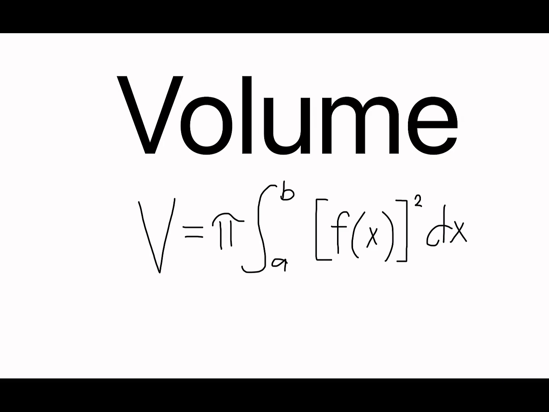Now we are in our third topic, which is the volume. To find the volume when an area is rotated around the x-axis, we use this formula. V equals pi times the integral from a to b of f of x squared dx. You square the function because you are creating a circular disk of radius f of x.